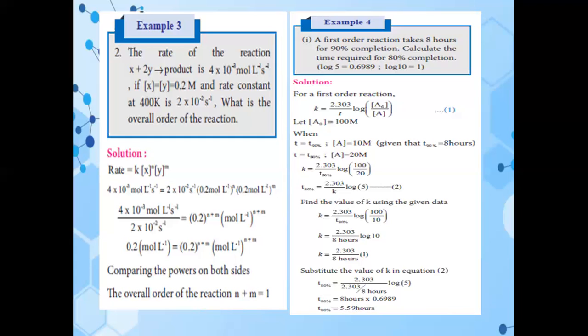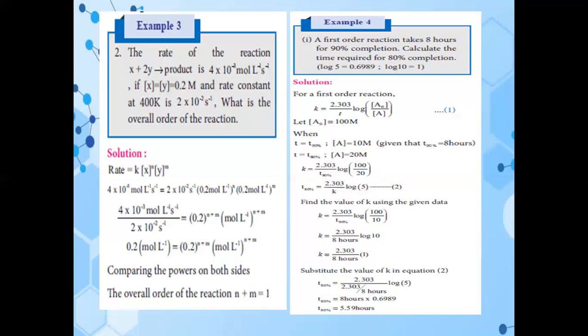So the first order rate equation: k is equal to 2.303 divided by t. Suppose we are going to write for 80% completion, so t 80% log of 100, the initial concentration, divided by 20, which we write for the 80% completion. Next, t equals, so k comes down, 2.303 divided by k, times log 5, after cancelling. This one we are taking as equation 2.